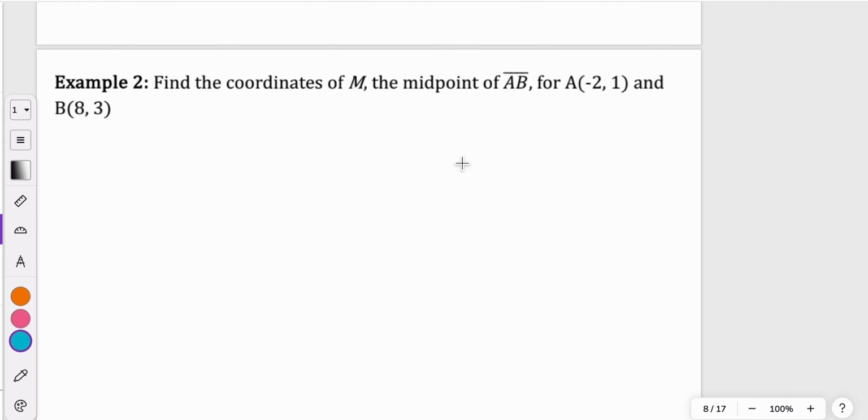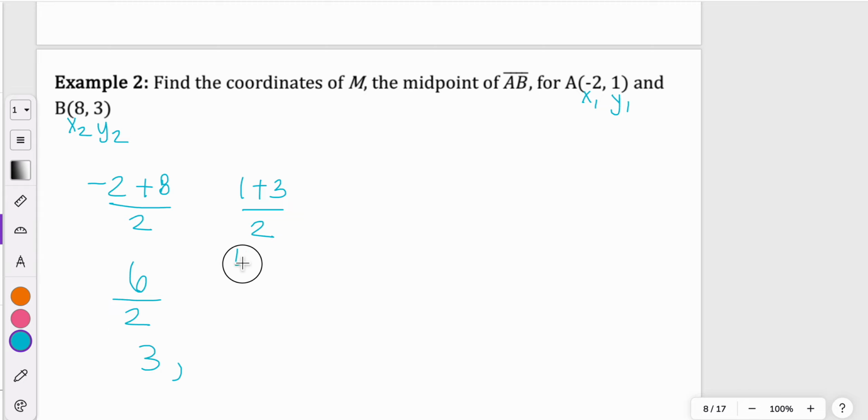Example 2, find the coordinates of M, the midpoint of AB, for when A is (-2, 1) and B is (8, 3). So this is when we want to use x1 plus x2 divided by 2 and y1 plus y2 divided by 2. So the first thing I'm going to do is label x1, y1, very similar to distance formula, x2, y2, except now I'm just going to add my x's together, -2 plus 8 divided by 2, and then my y's, 1 plus 3 divided by 2. -2 plus 8 is 6, 6 divided by 2 is 3, 1 plus 3 is 4, 4 divided by 2 is 2, so my midpoint of this line segment on the coordinate plane is (3, 2).